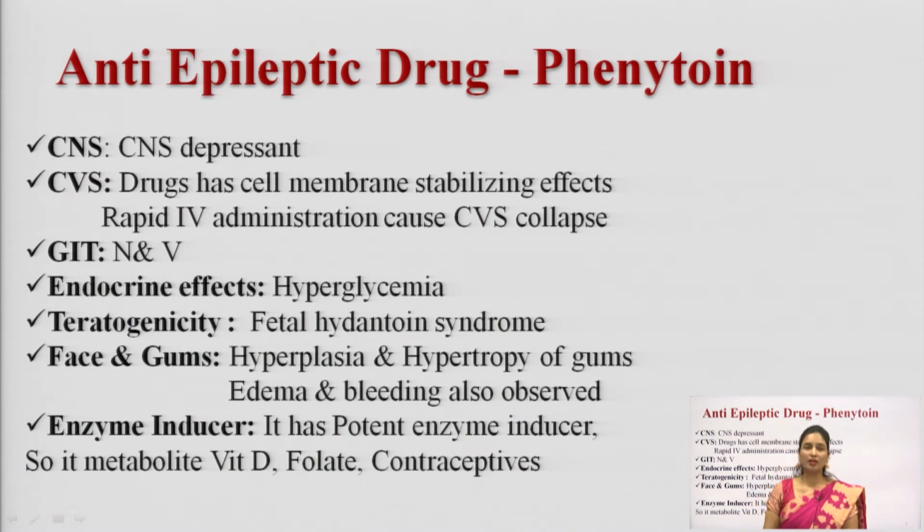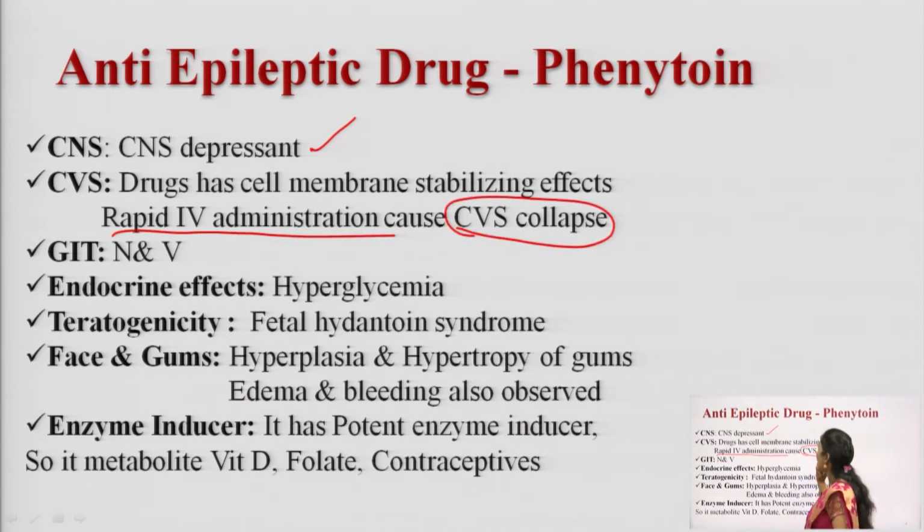Now, the pharmacological actions of anti-epileptic drugs. On the CNS, they cause CNS depression. And what is the action on the CVS? It causes CVS collapse when given by rapid intravenous administration. Otherwise, these are drugs that cause a stabilizing effect on the CVS.